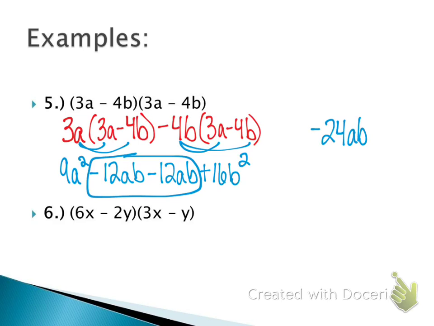What about everything else? Stays the same. There were no other A squareds and there were no other B squareds. So those parts of the problem stay the same. And we have our final answer.